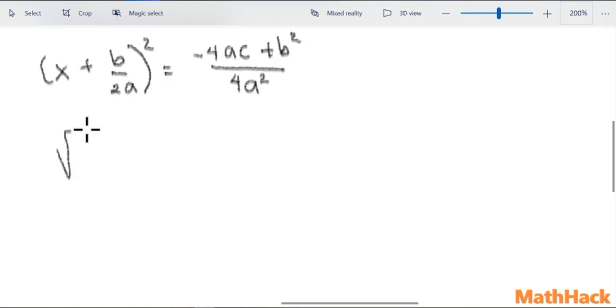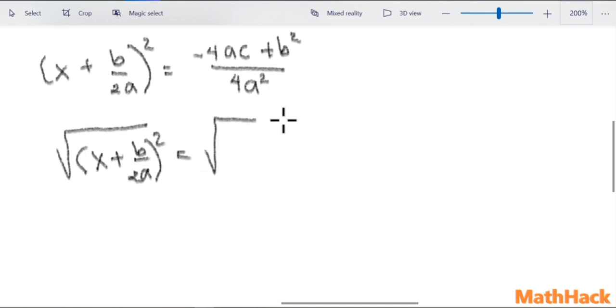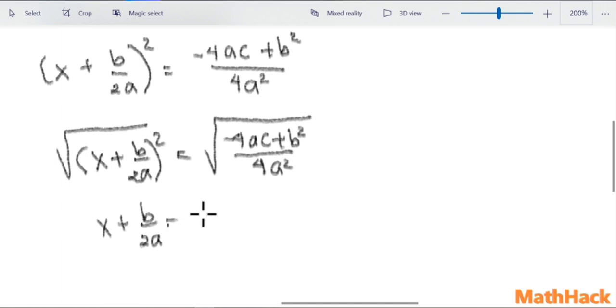Let me just write the square root of quantity x plus b over 2a raised to the power of 2 equals the square root of negative 4ac plus b squared over 4a squared. The square root of this part here will just be x plus b over 2a. So we have x plus b over 2a equals, that will be positive and negative. The square root of the numerator will be the same. So we have the square root of negative 4ac plus b squared, while the square root of the denominator will be 2a.